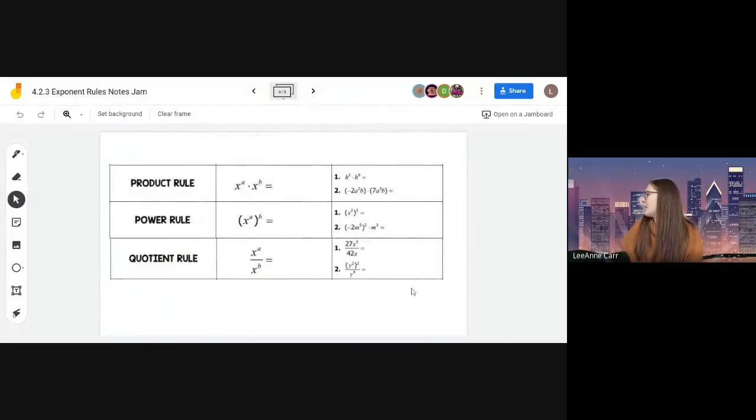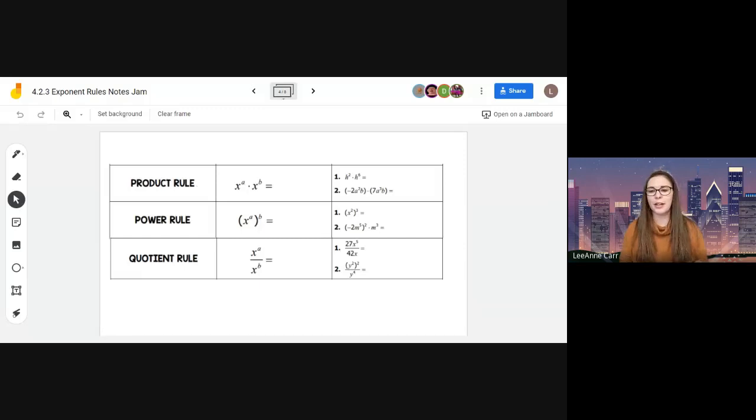All right, awesome. So off we go. We are going to look at some exponent rules here, and we're going to start with the basics. We are going to start with the product rule, okay? The product rule is named the product rule because we have multiplication between two terms with exponents.